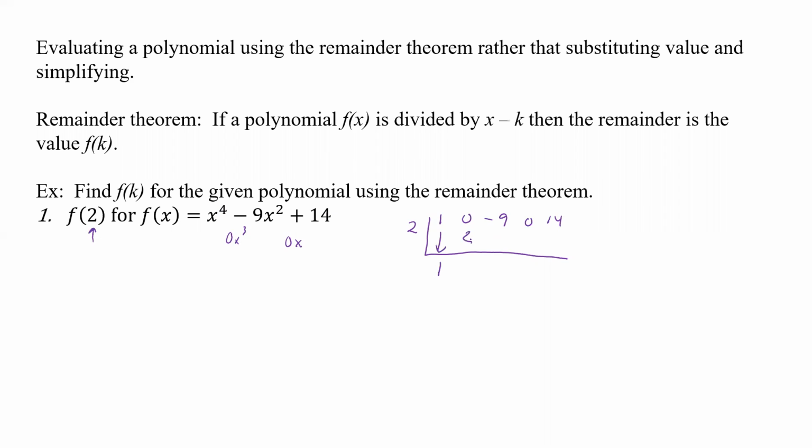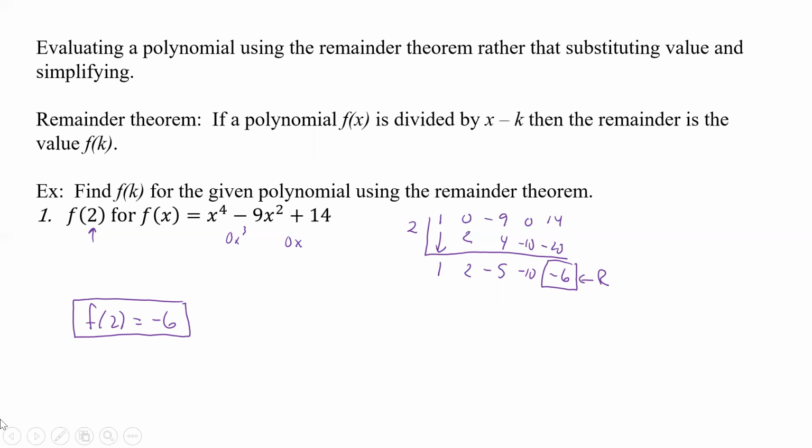So 2 times 1 is 2, and add, that's 2, that's 4, that's going to be a -5, so that's going to be a -10, and have -10, so that's going to be a -20, and add that, that's a -6. And so this is our remainder. Now it says if a polynomial is divided by that, then the remainder is the value of f of k. So that means f of 2 is equal to -6. Now, you could do hundreds of examples, and every time you divide or put in whatever value here, whatever your remainder is, that's what you're going to get there.